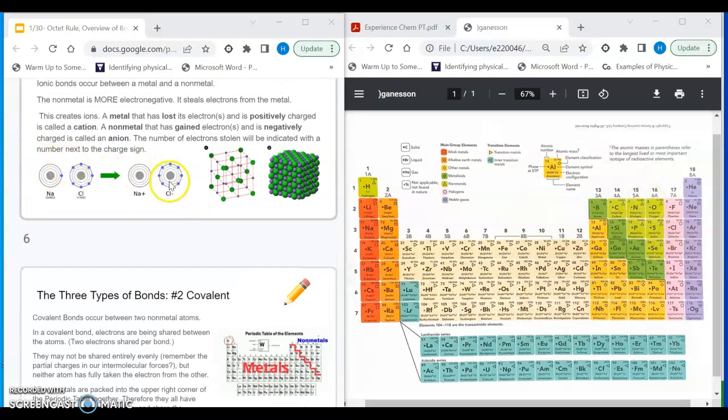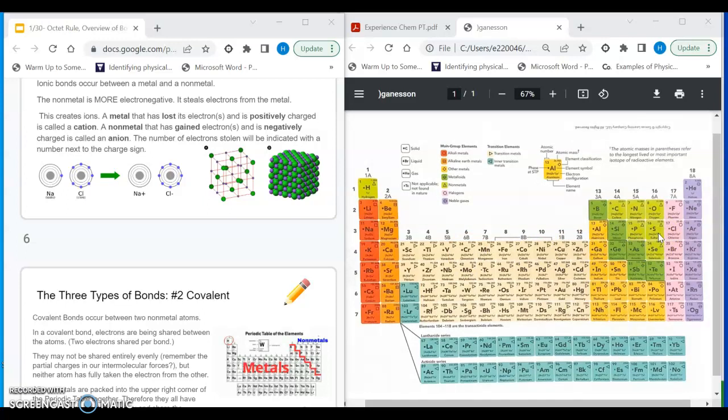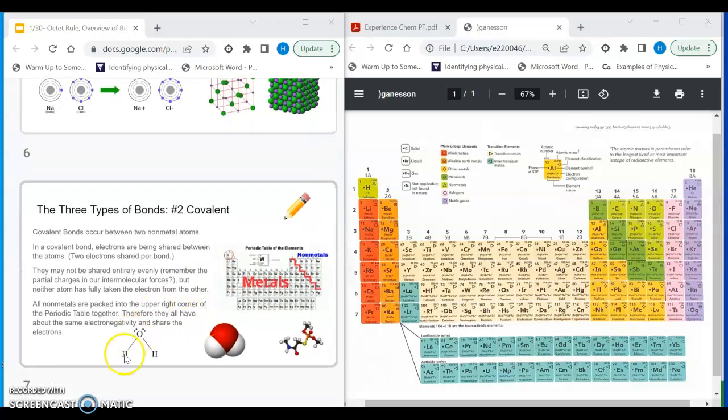And the other type of bond that we're going to focus on is the bond that makes up many of the things that we eat and drink and the things that make up our bodies. We take 2 of the nonmetals and put them together. They all have similar electronegativity, being packed into this area, and so they share their electrons, and we show that those bonds are being shared with the line between the 2 atoms.